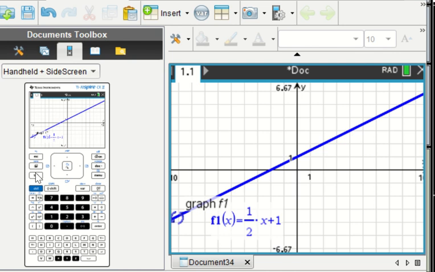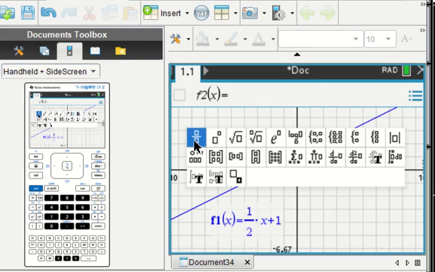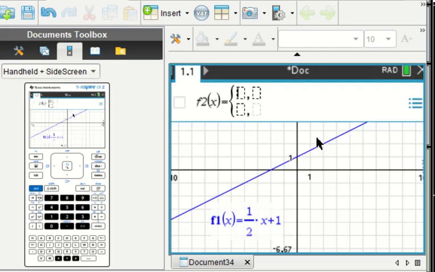So press tab, we get another command line. Now we need the piecewise template. So next to the number 9 key is the template key. The piecewise is the one with the open bracket, but it has the commas to set our parameters. So this is the second function I want to graph.